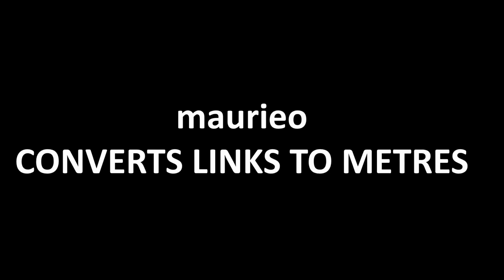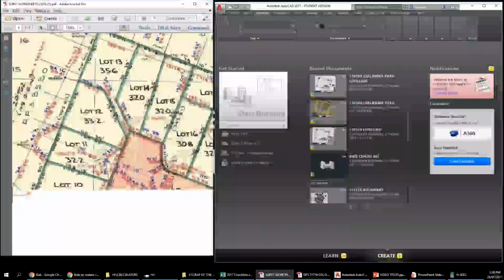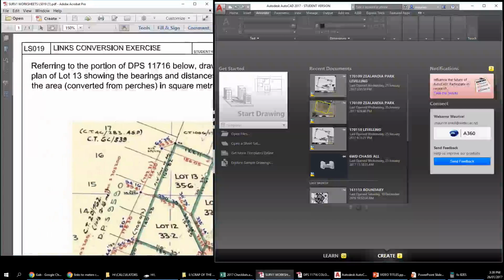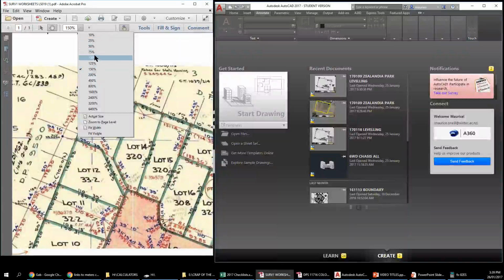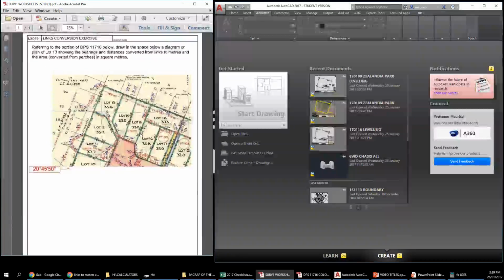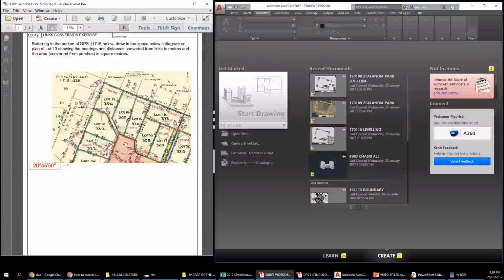So first of all, I'm going to draw a little copy of the plan in AutoCAD as we go along, and I'm just going to bring up this little worksheet, worksheet 019. In this worksheet, what I'm requiring people to do is to refer to the portion of DPS 11716 and to draw up a plan of lot 13 with all of the bearings and distances converted to links and meters and the area into square meters.